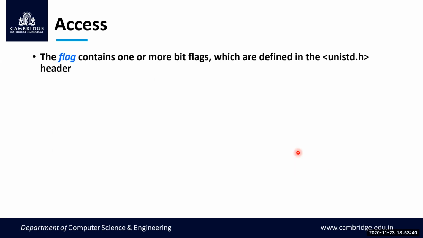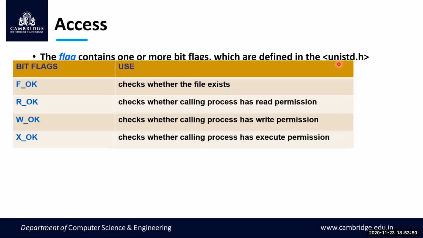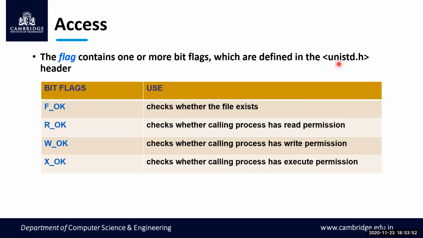The flag contains one or more bit flags, which are actually defined in the unistd.h header. So let us see what the bit flags are. First one is F_OK. F_OK checks whether the file exists or not. R_OK checks whether the calling process has read permission.